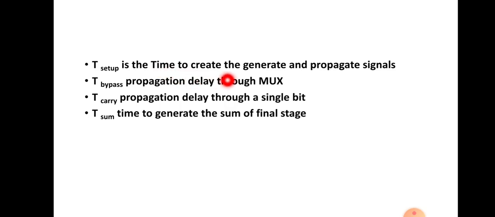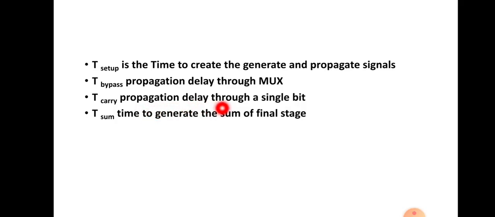T setup is the time taken to create and generate the propagate signal. And T bypass is the propagation delay through the mux. Actually, bypassing of carry occurs through the mux, so it is the delay incurred through the mux.